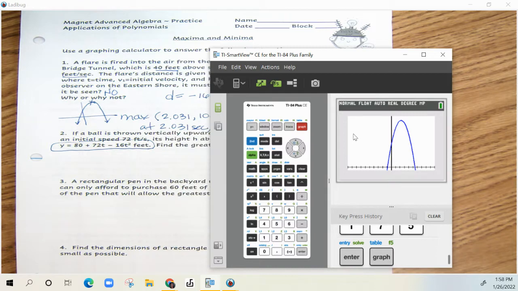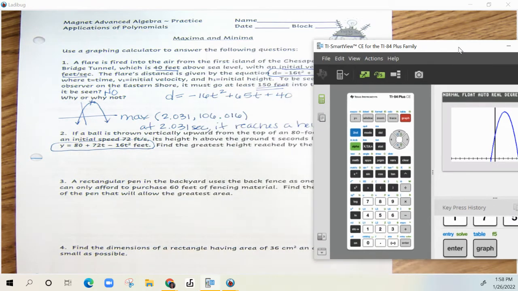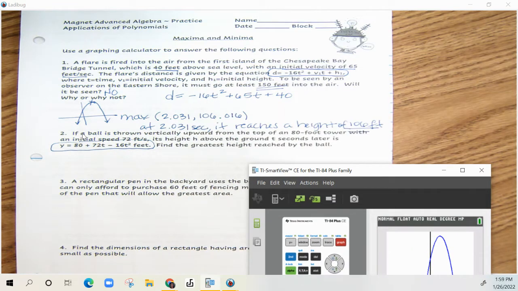Okay, so as long as I can see that turn, I would make a sketch, I would find that maximum, I would write it down, and based on this problem, the ball was thrown vertically upward from the top of an 80-foot tower with an initial speed of 70 feet per second. So when I find the maximum, then the x-coordinate will be time and the y-coordinate will be the height. So I will just look at that maximum ordered pair, and the y-coordinate will give me the height reached by the ball, and the x-coordinate would be at what point after it's thrown that happens.